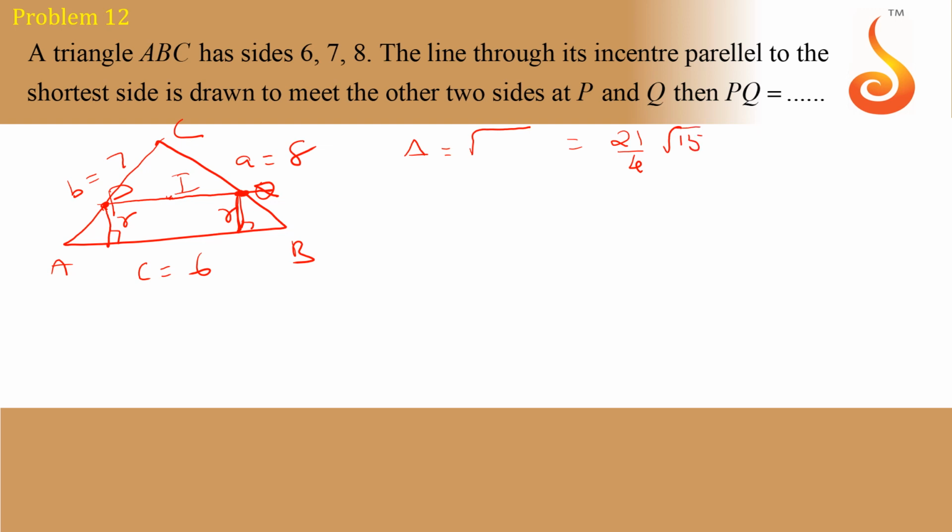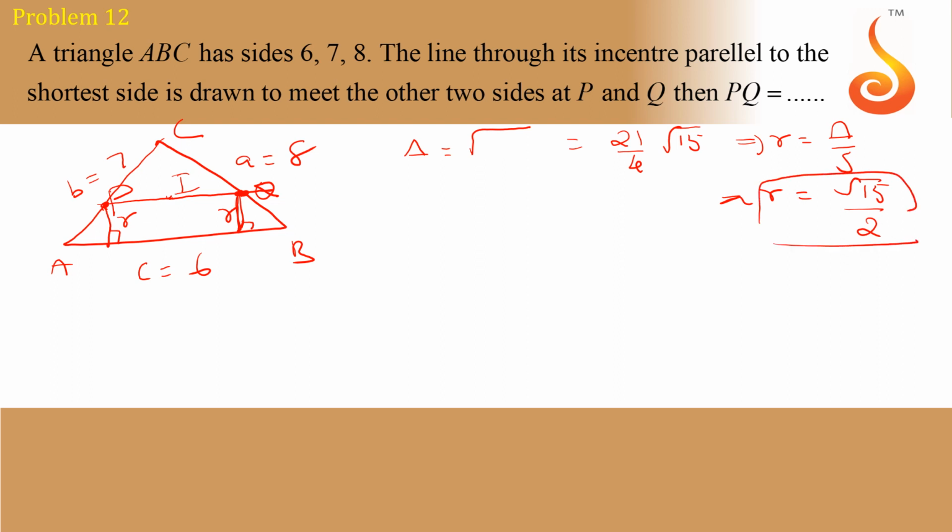So the calculations part you do. After that you can find R value with delta by S. So R value will be how much? Delta by S means root 15 by 2, because S is 6 plus 7, 13, plus 8, 21, so 2S is 21... S value is 21 by 2. So R value will be root 15 by 2. So we got R value.